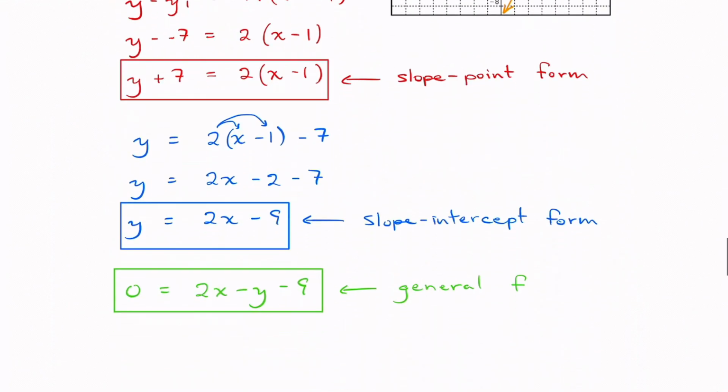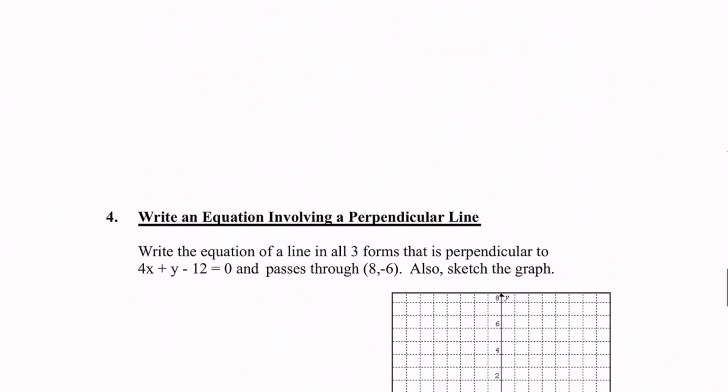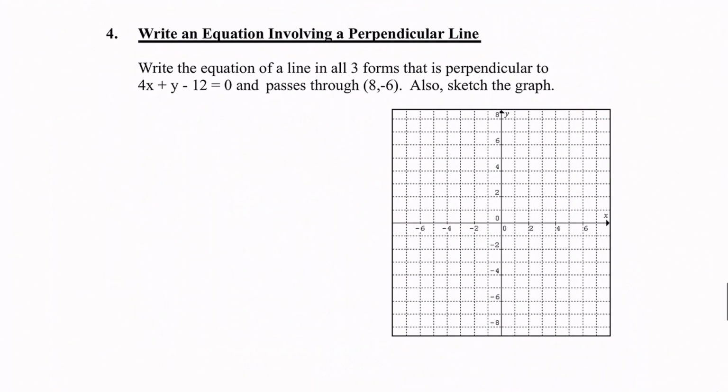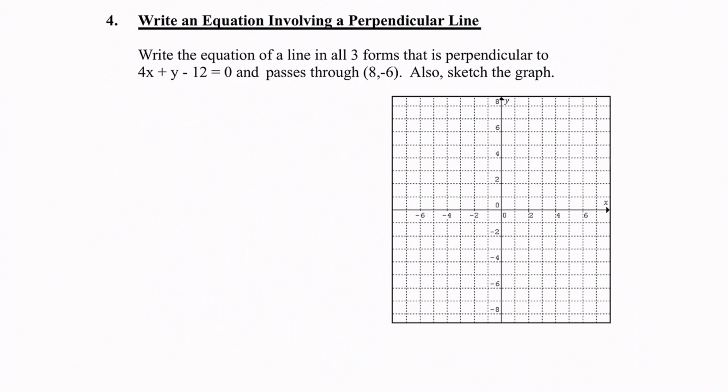Moving to the next one, it's going to be the same type of question, but it is going to be with a perpendicular line. So it says, write the equation of a line in all three forms that is perpendicular to, and then we're given this equation, and it has to pass through this point 8 and negative 6. And then lastly, we're going to sketch the graph.